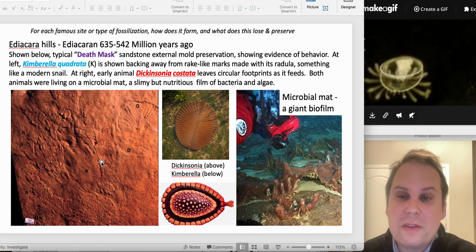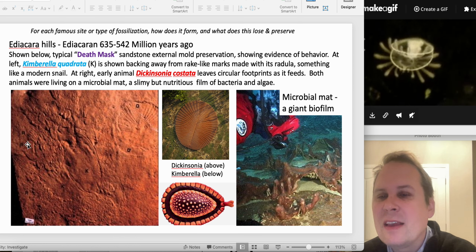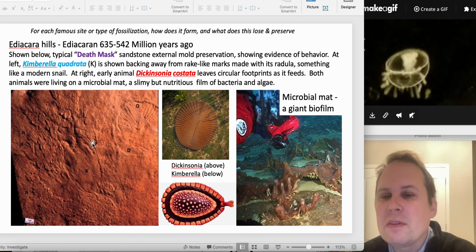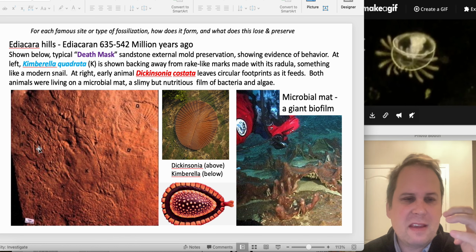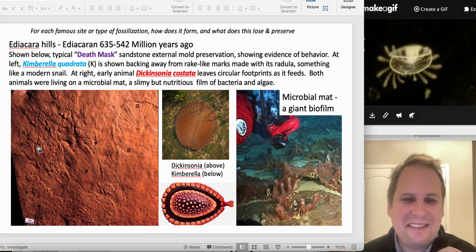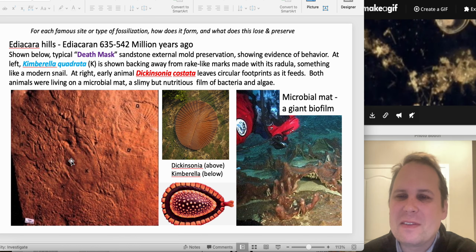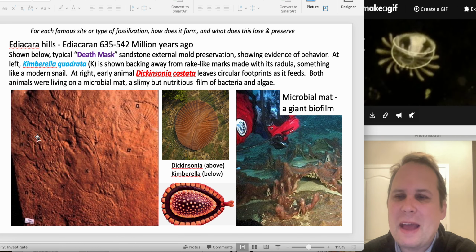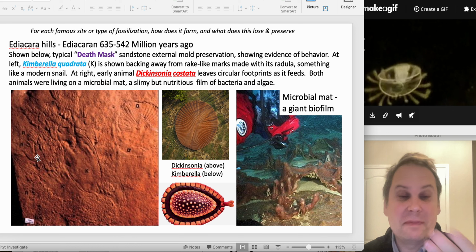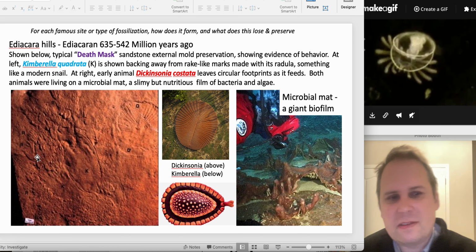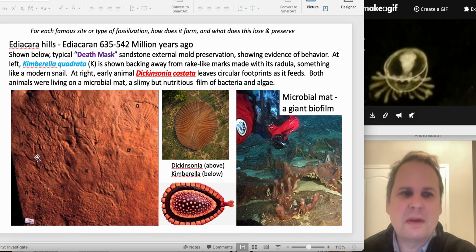Here's a Kimberella quadrata. We think this is a primitive mollusk, and look at all these little rake marks. See, they're all like little teeth. And so this is the organism. We think it has a radula, just a little rake, a little raspy tongue, like you get on a cat. Yeah, and it's going to reach out and it's going to scrape that delicious slime into its mouth. And so here's our Kimberella, and here is the little pattern where it's scraping all that slime into its mouth. Bless. Yeah. But yeah, so you get both ichnofossils and organisms preserved in death mask in Ediacara type preservation.